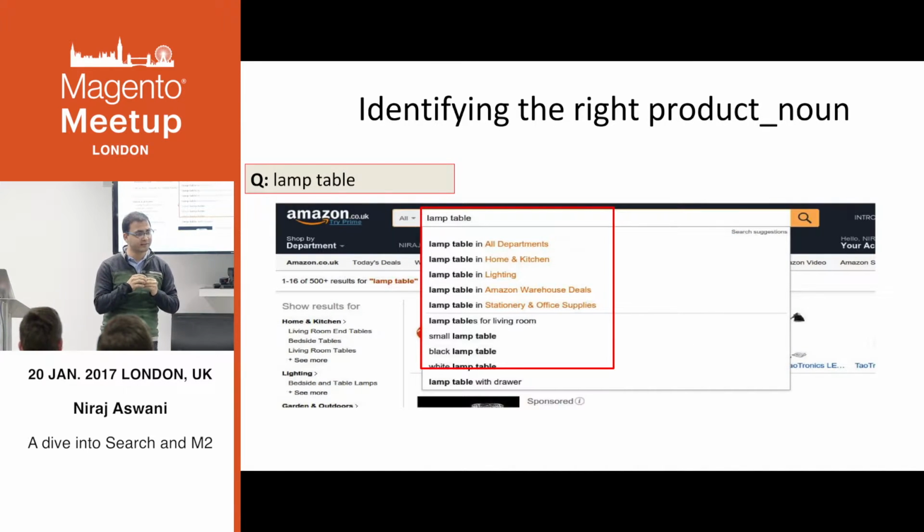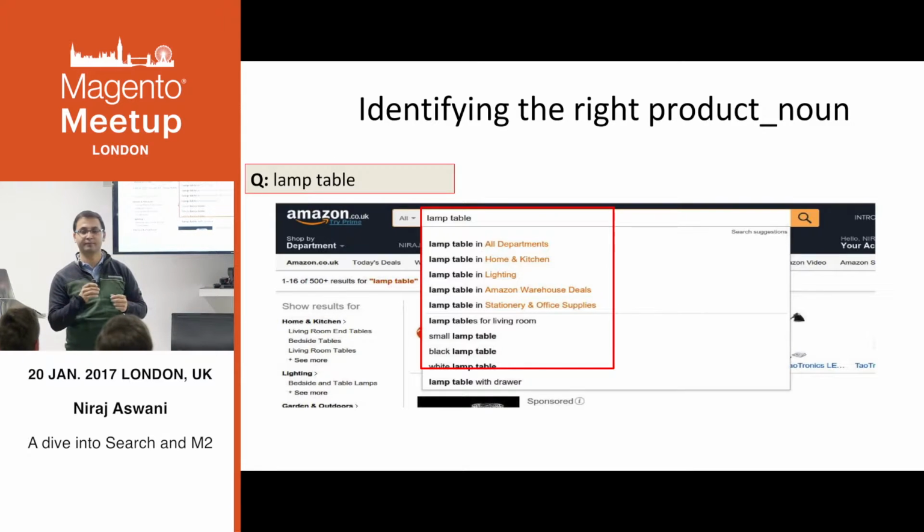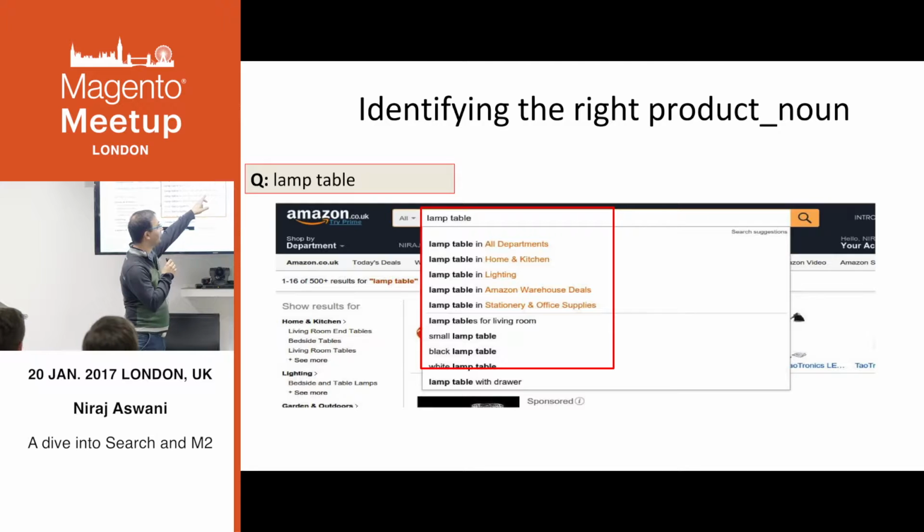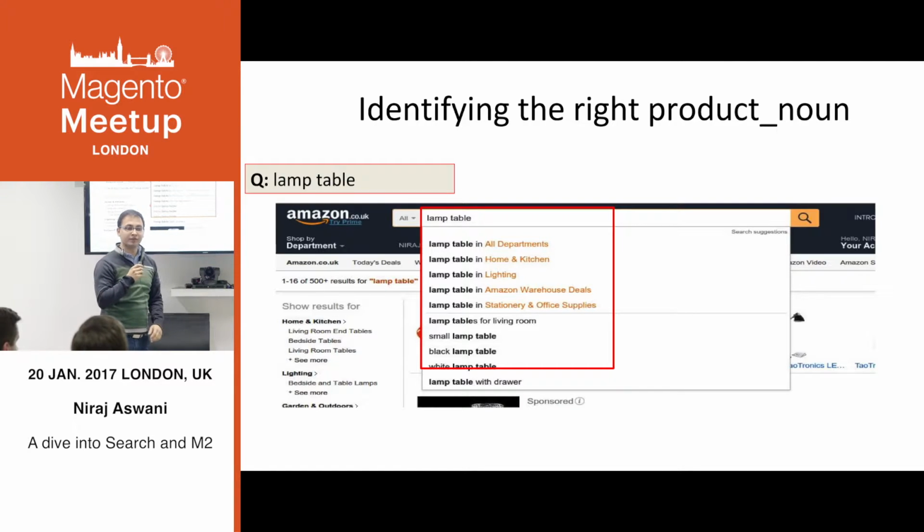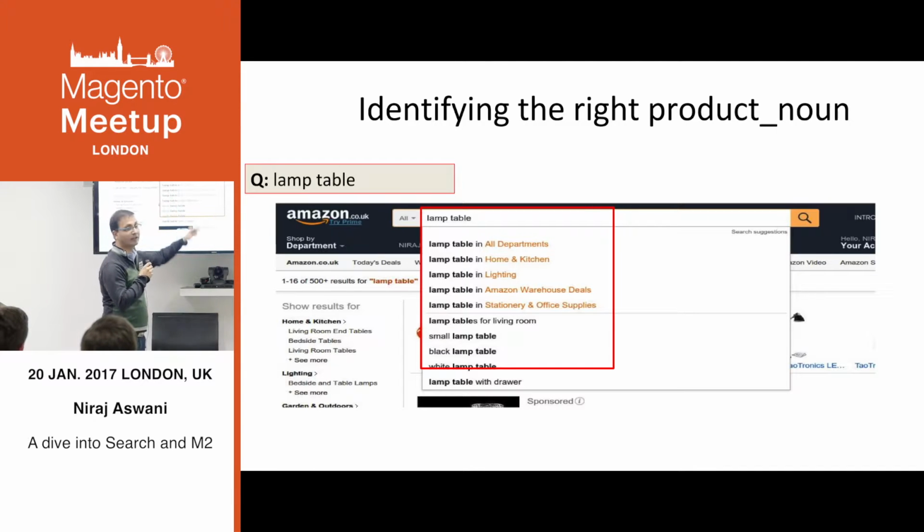Now, how does Amazon solve that problem? Here is an example. So autocorrection, we talked about that. When you type lamp table, what Amazon would do is show you all the possible categories. And now it's up to you which category you are selecting. You may choose Amazon warehouse deals, where it is possible that it will give you tables, but you may choose lighting, in which case you will see lamps.